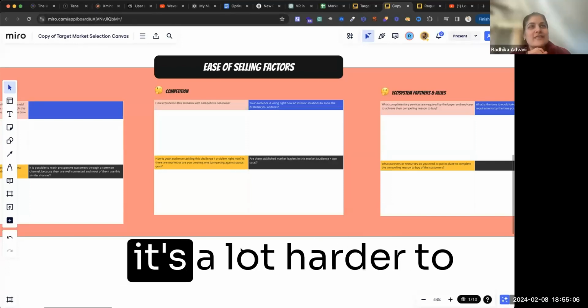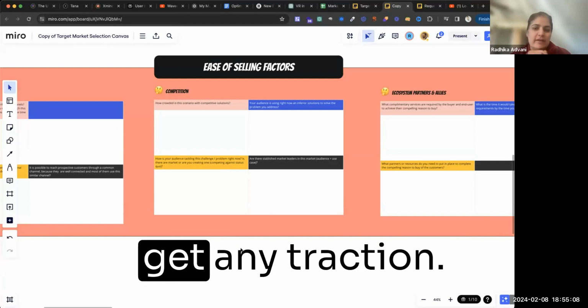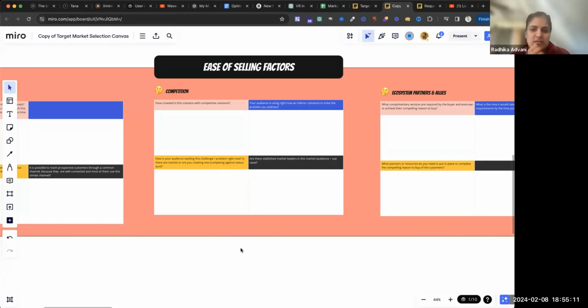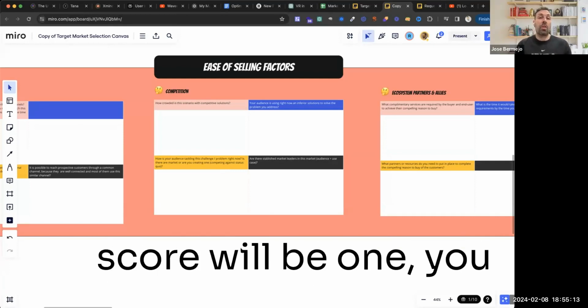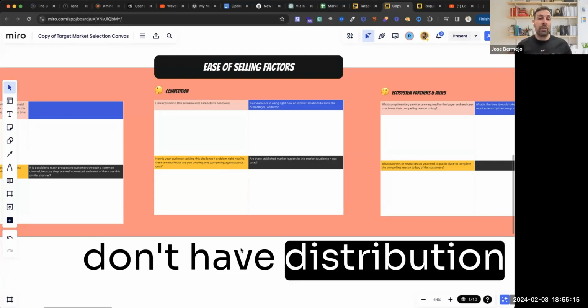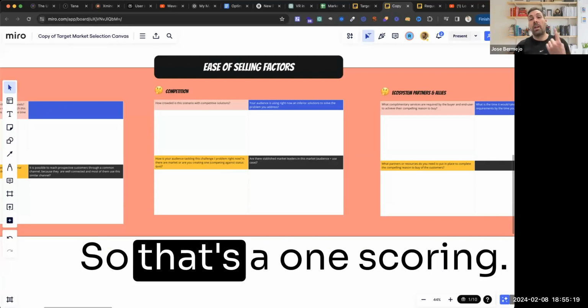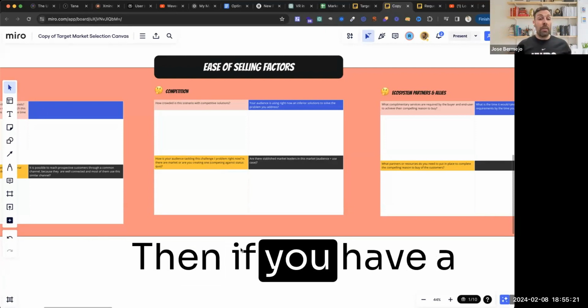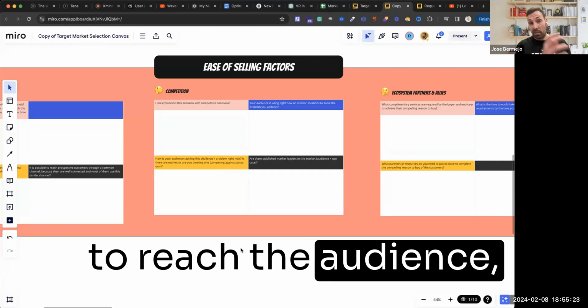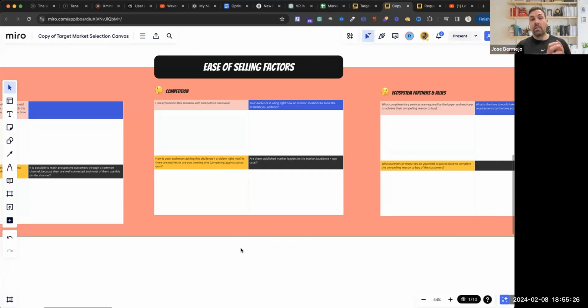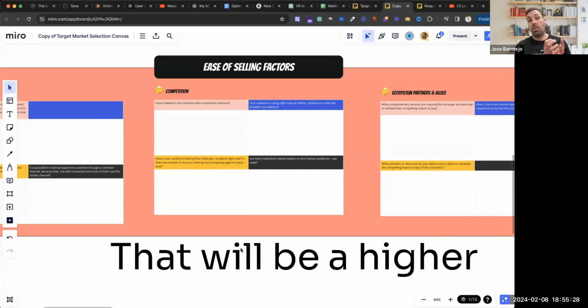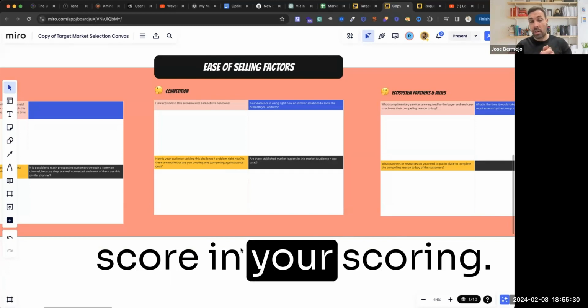If you don't have it, it's a lot harder to get any traction. Exactly. That's why here the score will be 1. You don't have a distribution channel and it needs value-added services and all of that. So that's a 1 scoring. Then if you have the distribution channel to reach the audience, define it here, it will be easier. That will be a higher score in your scoring.